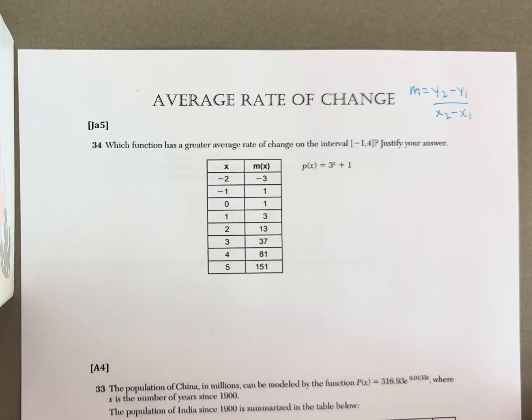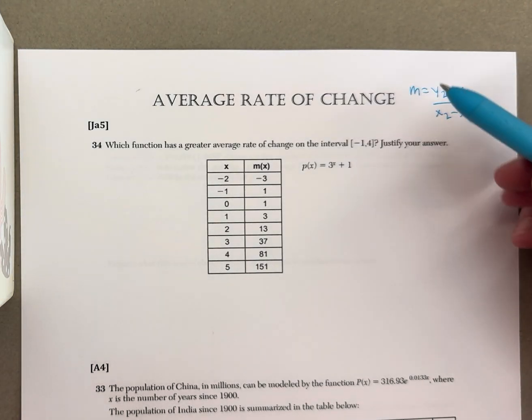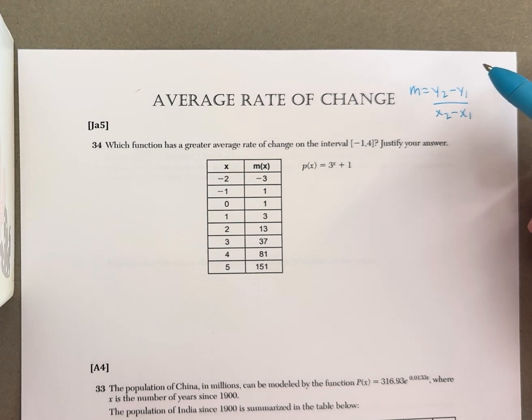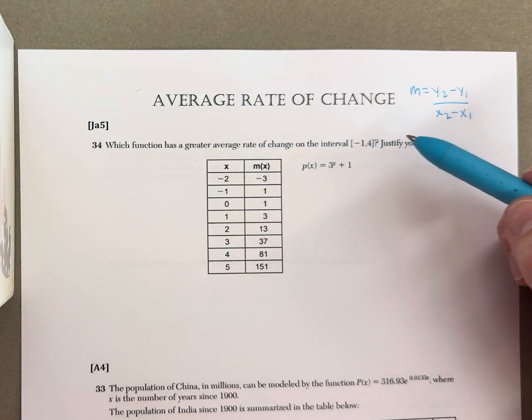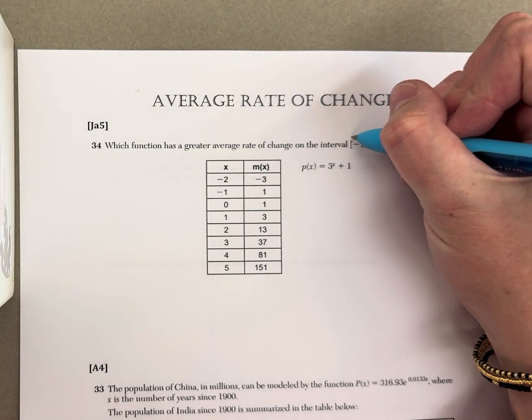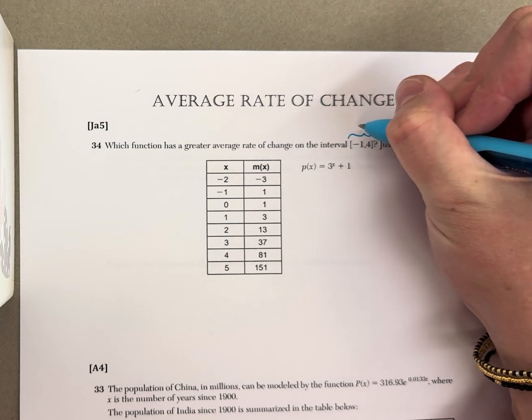All right, this video goes over average rate of change. Average rate of change is just the slope formula. Which function has a greater average rate of change on the interval -1 to 4? The interval that's given to you is x values.